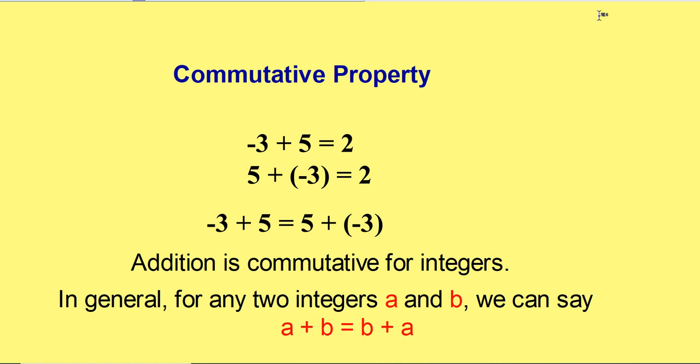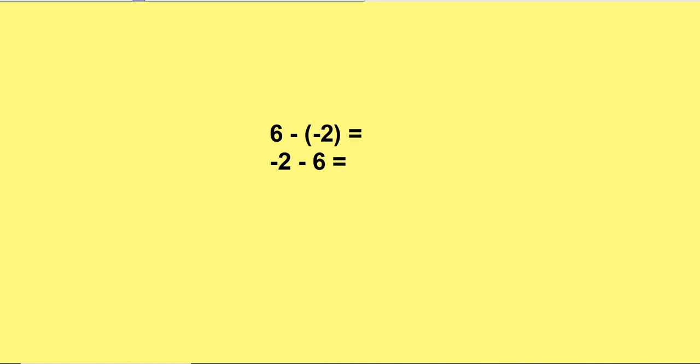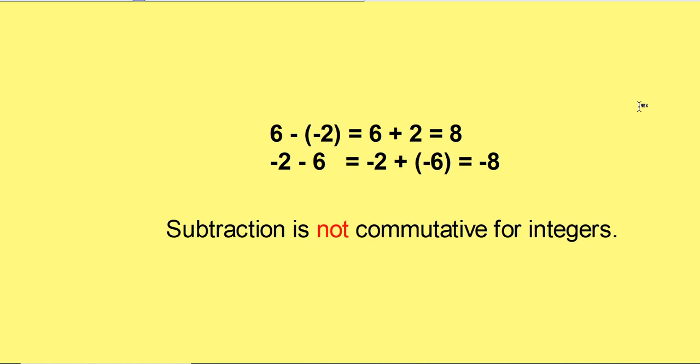Now what about subtraction? Do subtract 6 minus negative 2 and negative 2 minus 6. What will you get? 6 minus negative 2, you can write it as 6 plus positive 2. It is 6 plus 2, 8. Here negative 2 minus 6, it is negative 2 plus negative 6, it is negative 8. Are they equal? No. Here is 8, here is negative 8. So we can say subtraction is not commutative for integers.